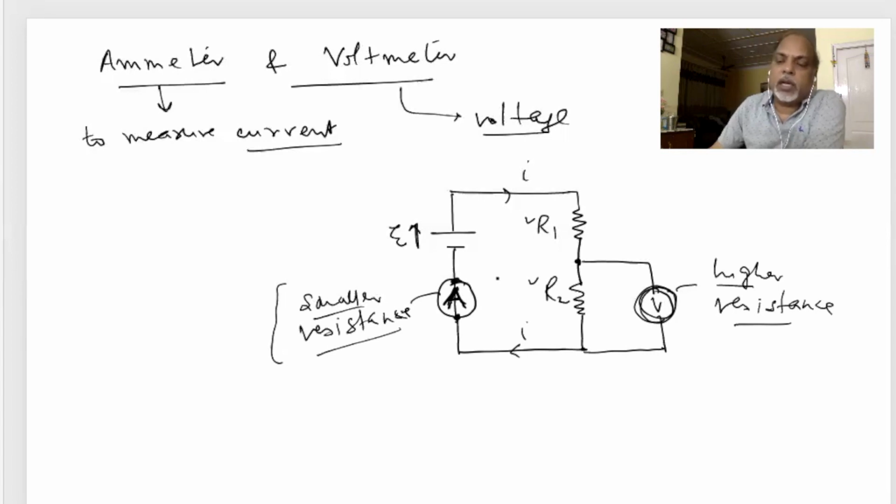Ammeters are connected in series, voltmeters are connected in parallel wherever you want to measure the voltage or current. So this was all about circuit today. Whatever is remaining, that we will cover up tomorrow.